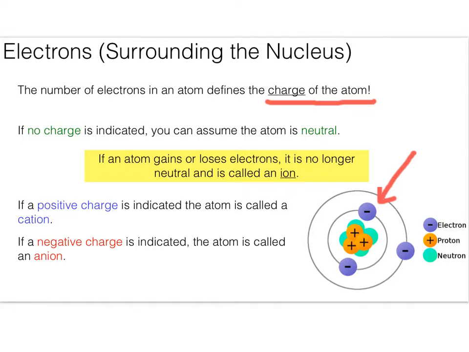If there's no charge on a particular atom, then you're going to assume that the atom is neutral or neutrally charged. However, if an atom is going to be getting more electrons, or if it's going to be losing electrons, then we begin to call it something else, and so we're going to start calling them ions. If an atom has a positive charge, we're going to call it a cation, and if it has a negative charge, then it's an anion.